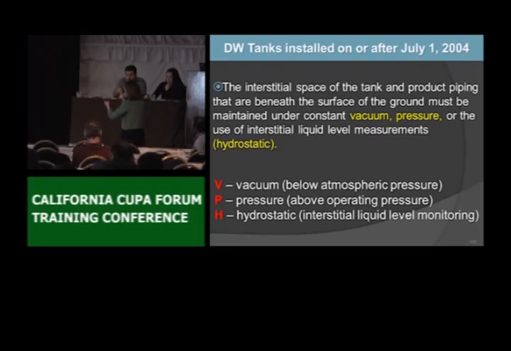So like I said, we have the VPH acronym, and we use that interchangeably with post-2004. Spelling it out gets a little wordy. V, vacuum, is below atmospheric pressure. P, pressure, is going to be above operating pressure, and typical operating pressure is anywhere between 28 and 32 psi. Hydrostatic, of course, is our interstitial liquid level monitoring.